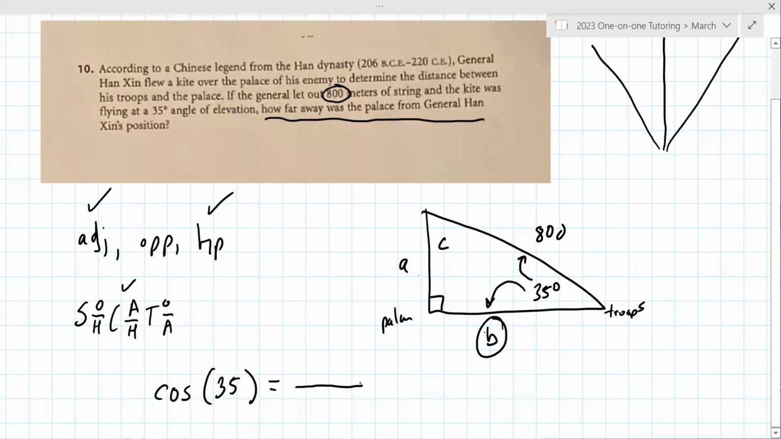Is it B over 800 or 800 over B? Yeah, it would be B over 800.